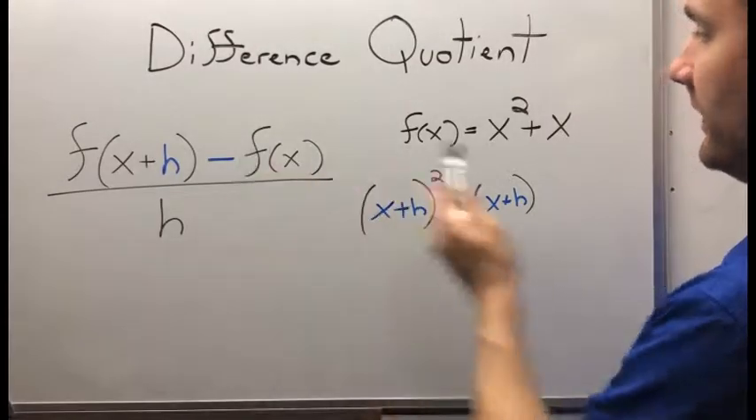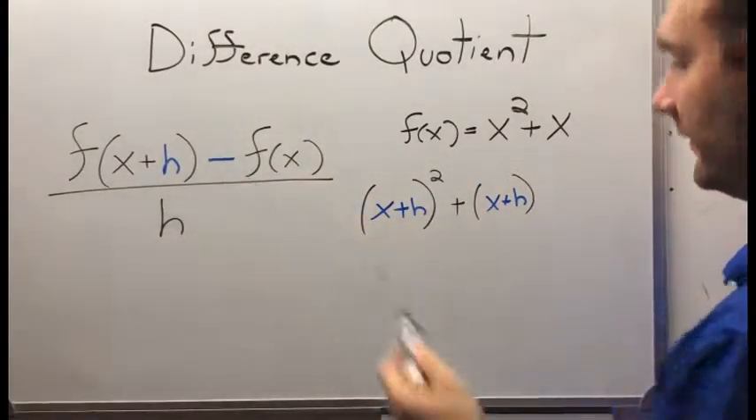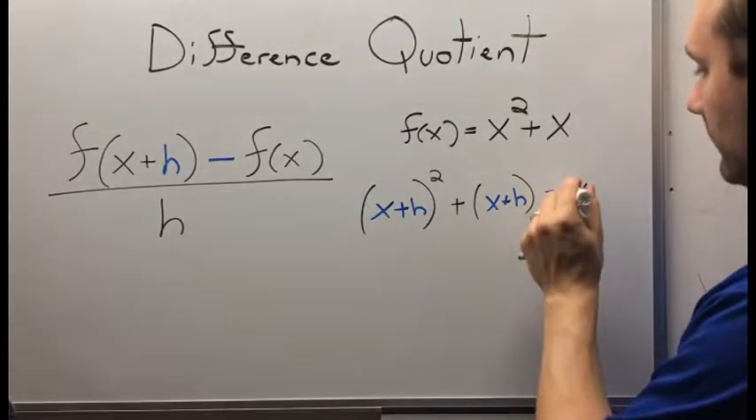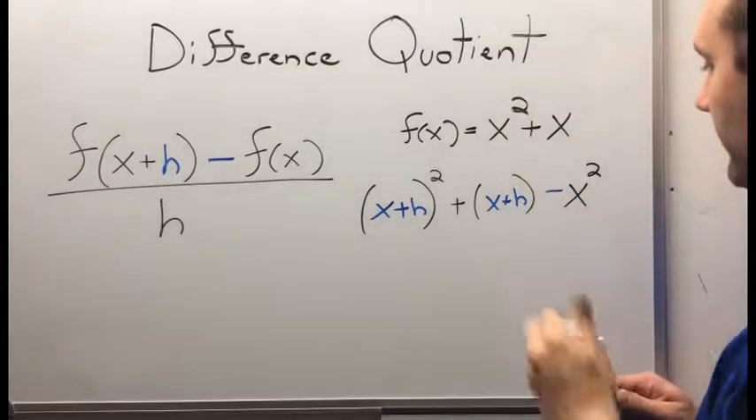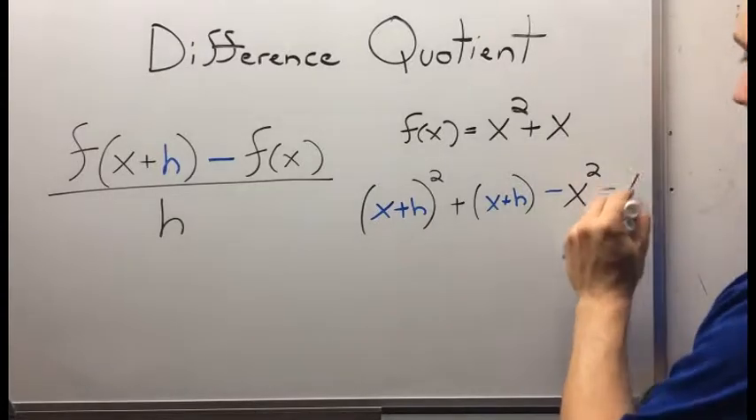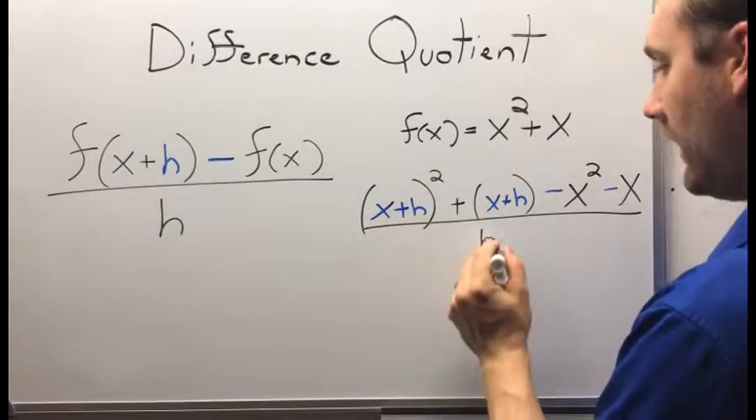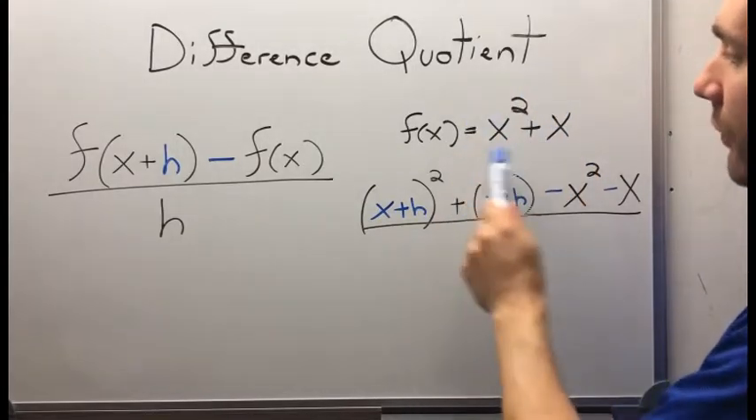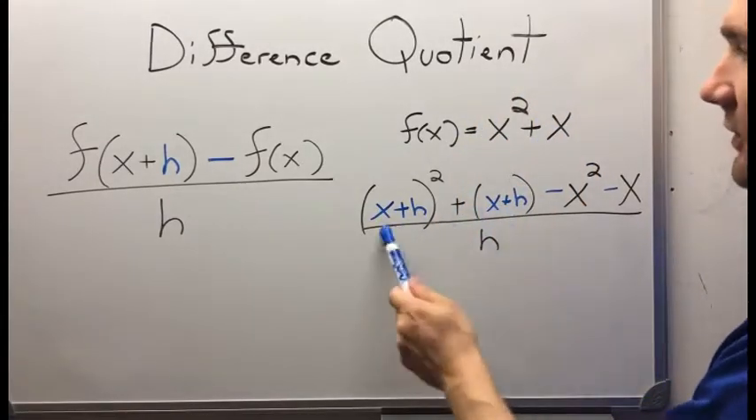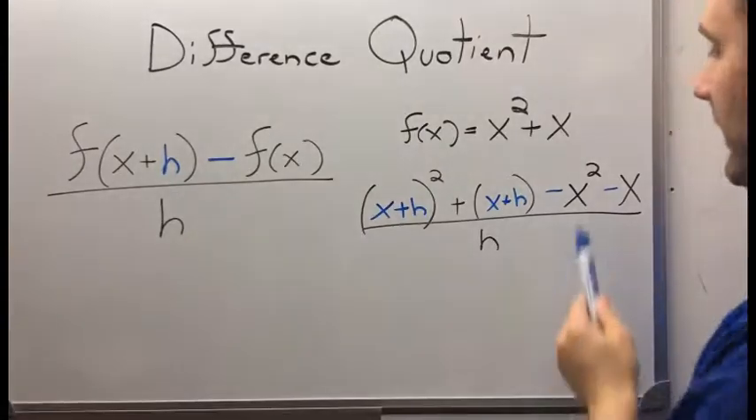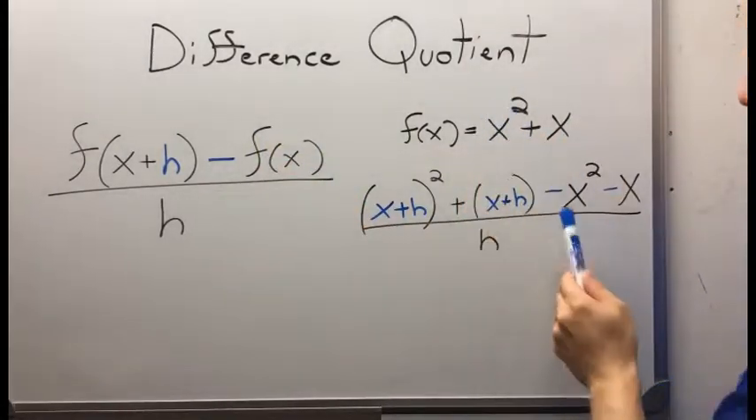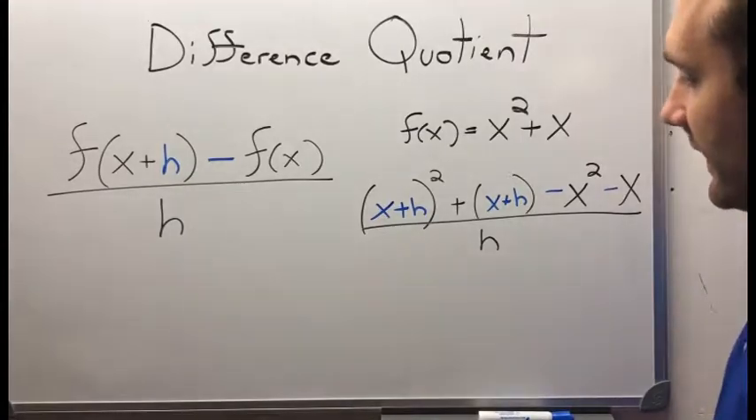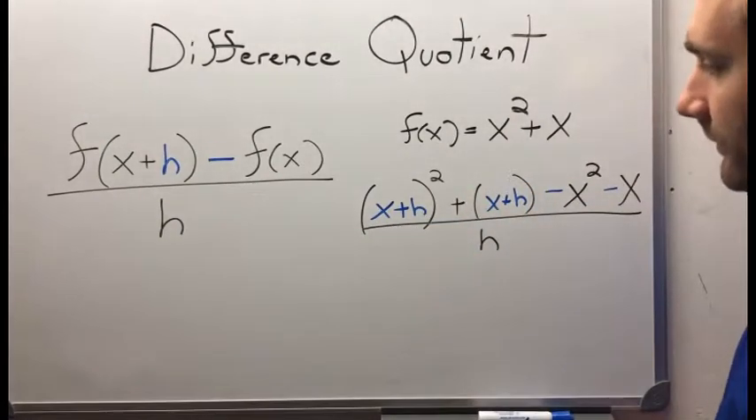And then for this one, let me take my function and flip the signs. So that gives me a negative x squared, and this plus x becomes a negative x, all over h. So again, taking my function, everywhere I see x, I need to add x plus h. That's this first half. And the second half, I need to take my function and flip the signs. And that's all over h. Now I just need to simplify.